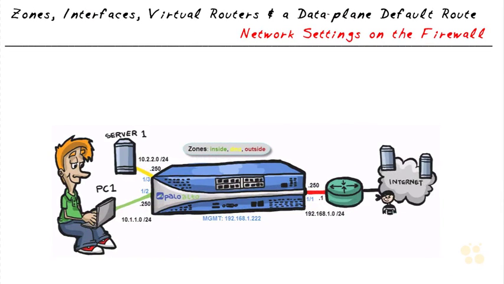And in this nugget, based on the implementation of those techniques, we're going to create some zones. We'll configure some interfaces that we'll put into those zones. And we'll also create a virtual router just to demonstrate how that's done. And while we're at it, we can go ahead and put a default route for the data plane as part of that virtual router.